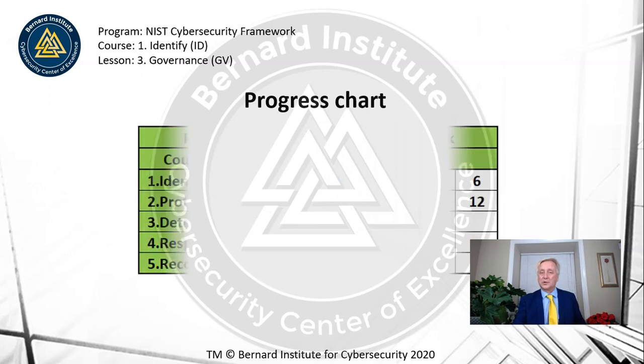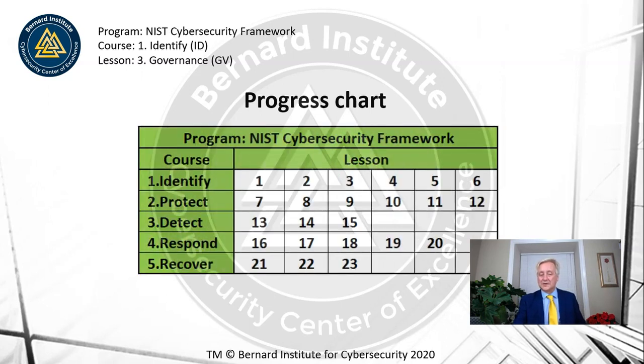All right, our progress chart. We're making progress. Okay, we've got 5 courses to go through: identify, protect, detect, respond, recover. We've got 23 lessons in total within the NIST Cybersecurity Framework. Where are we today? We finished 1, we finished 2, and now we've finished 3. And we only have 3 left, and we'll be done. Identify.